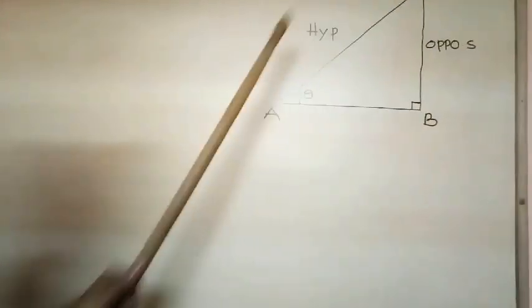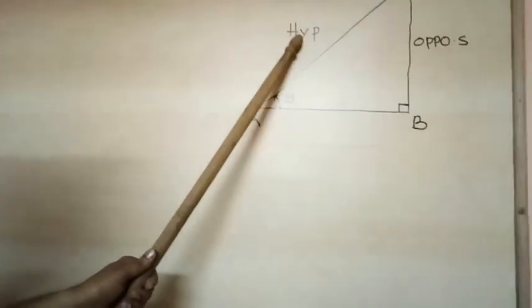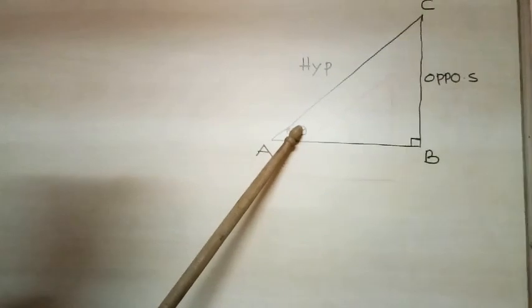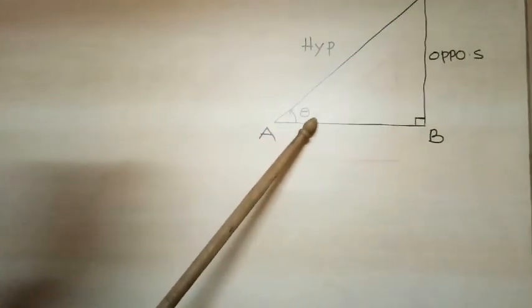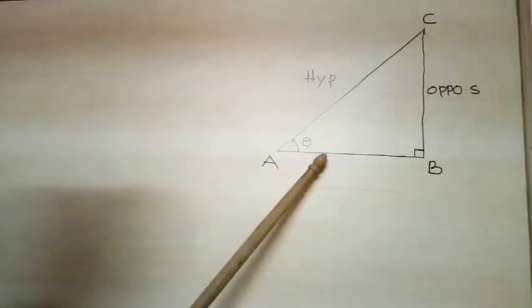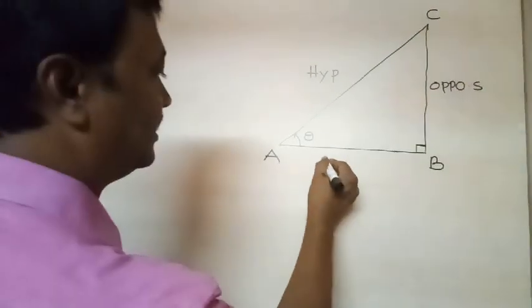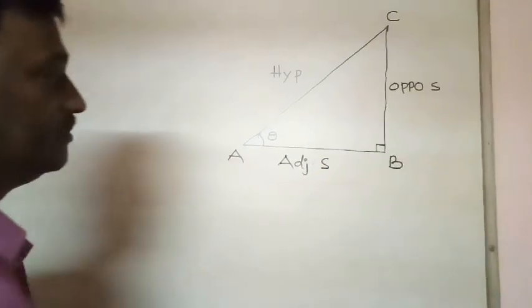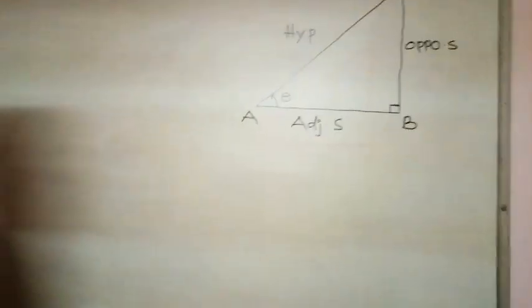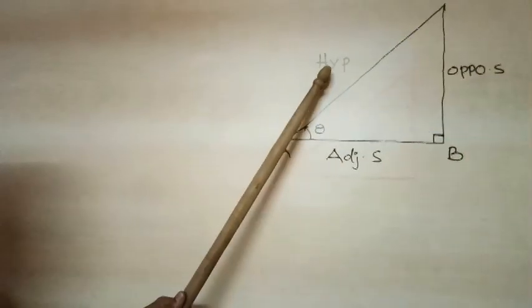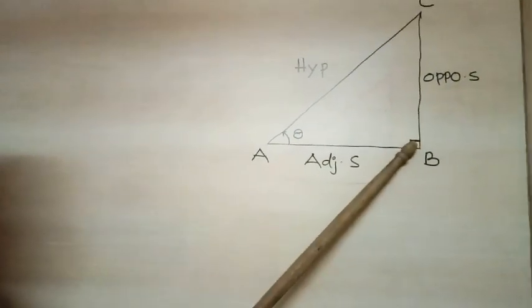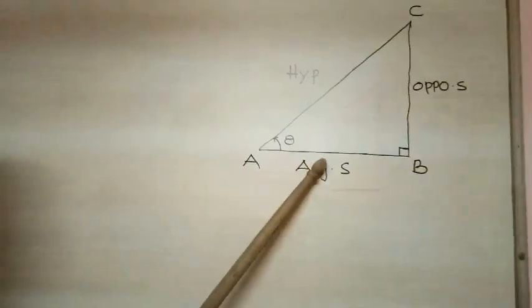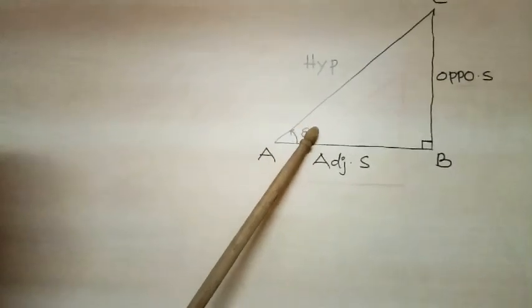Here two sides are named, hypotenuse and opposite side. We have another side that is adjacent to theta. Therefore this side is called the adjacent side. In this right angle triangle we have three sides: first, hypotenuse, which is opposite to 90 degrees; opposite side, which is opposite to theta; and adjacent side, which is adjacent to theta.